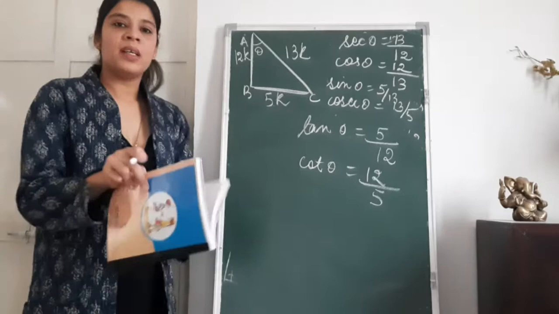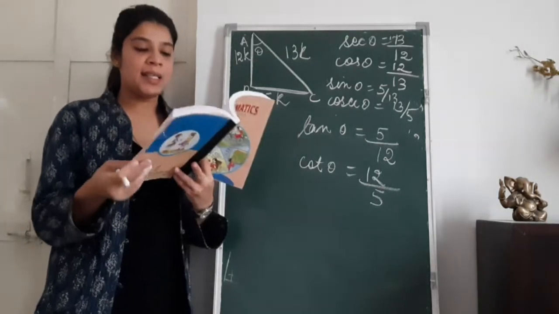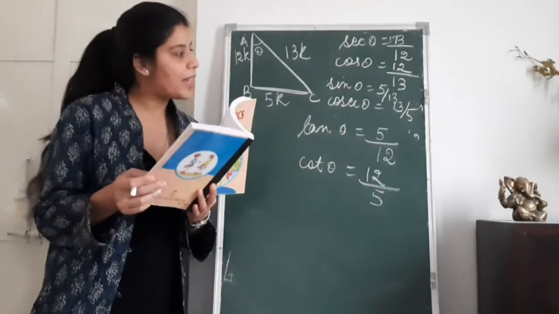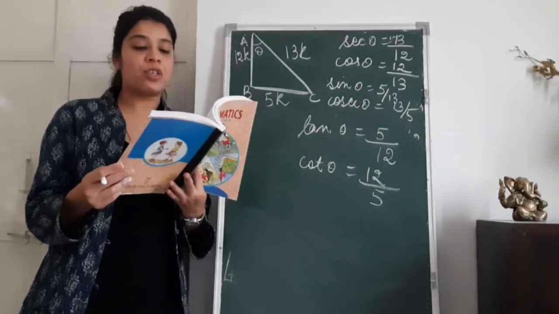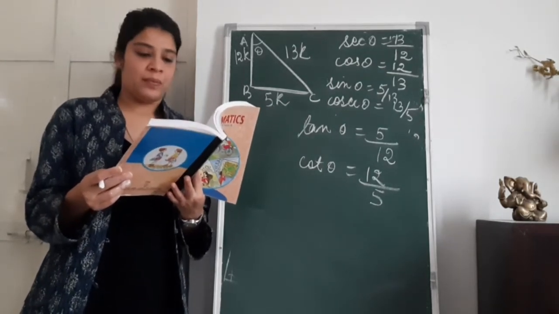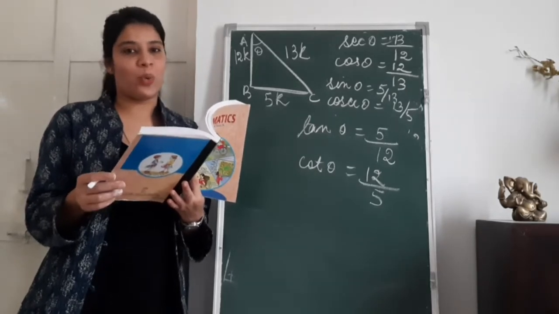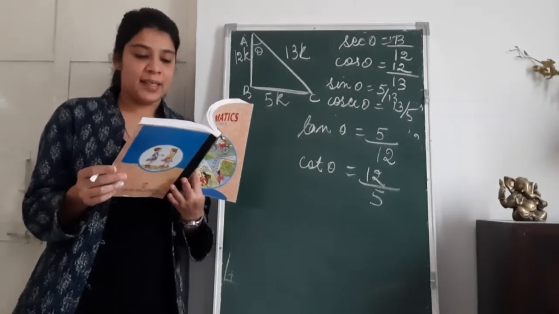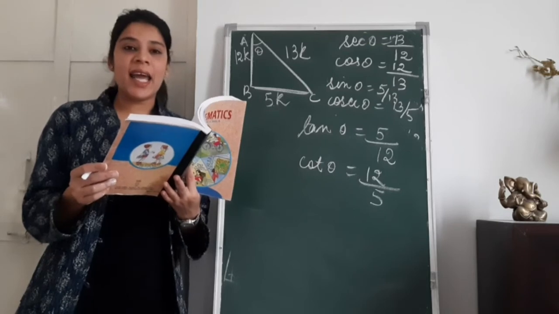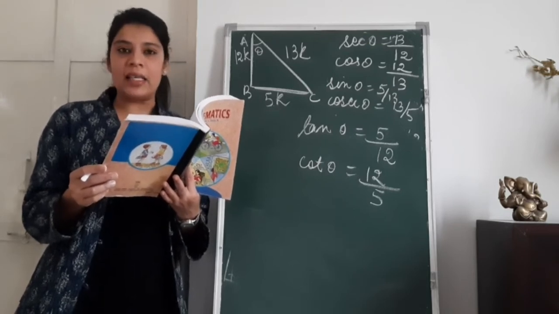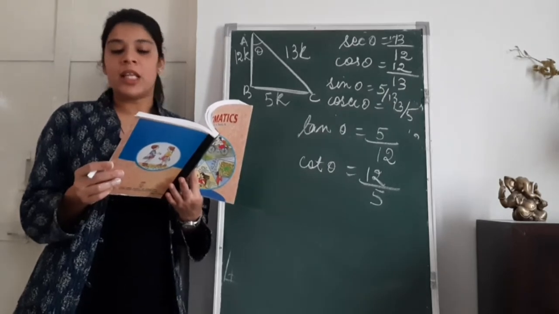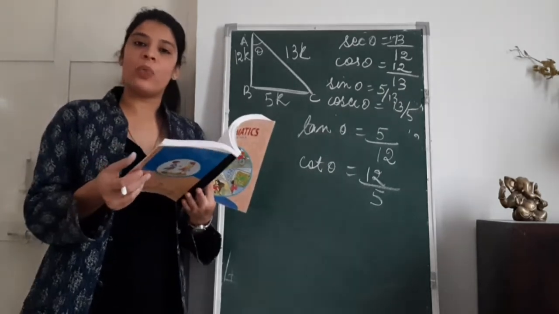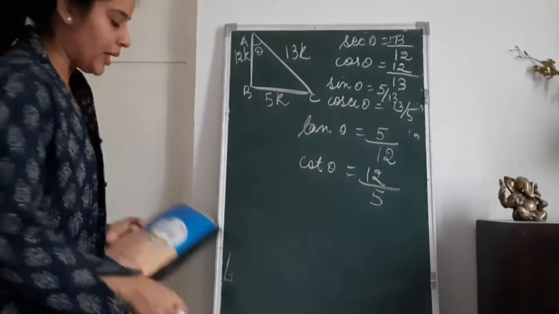So I hope question number 5 is clear to you, where we have calculated all the trigonometric ratios when one of the trigonometric ratios is given in the question. Let's move on to the next question. Question number 6 says, if angle A and angle B are acute angles such that cos A is equal to cos B, then show that angle A is equal to angle B.